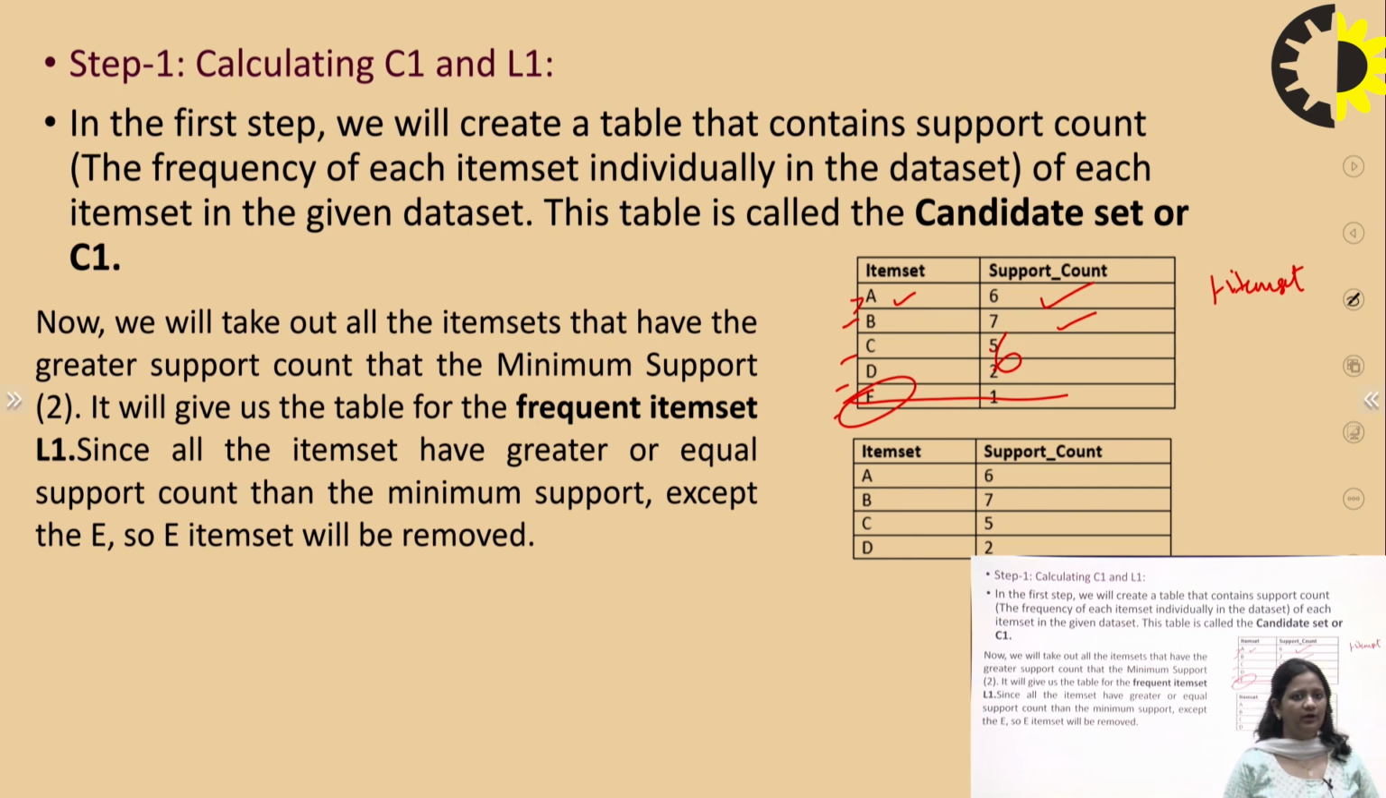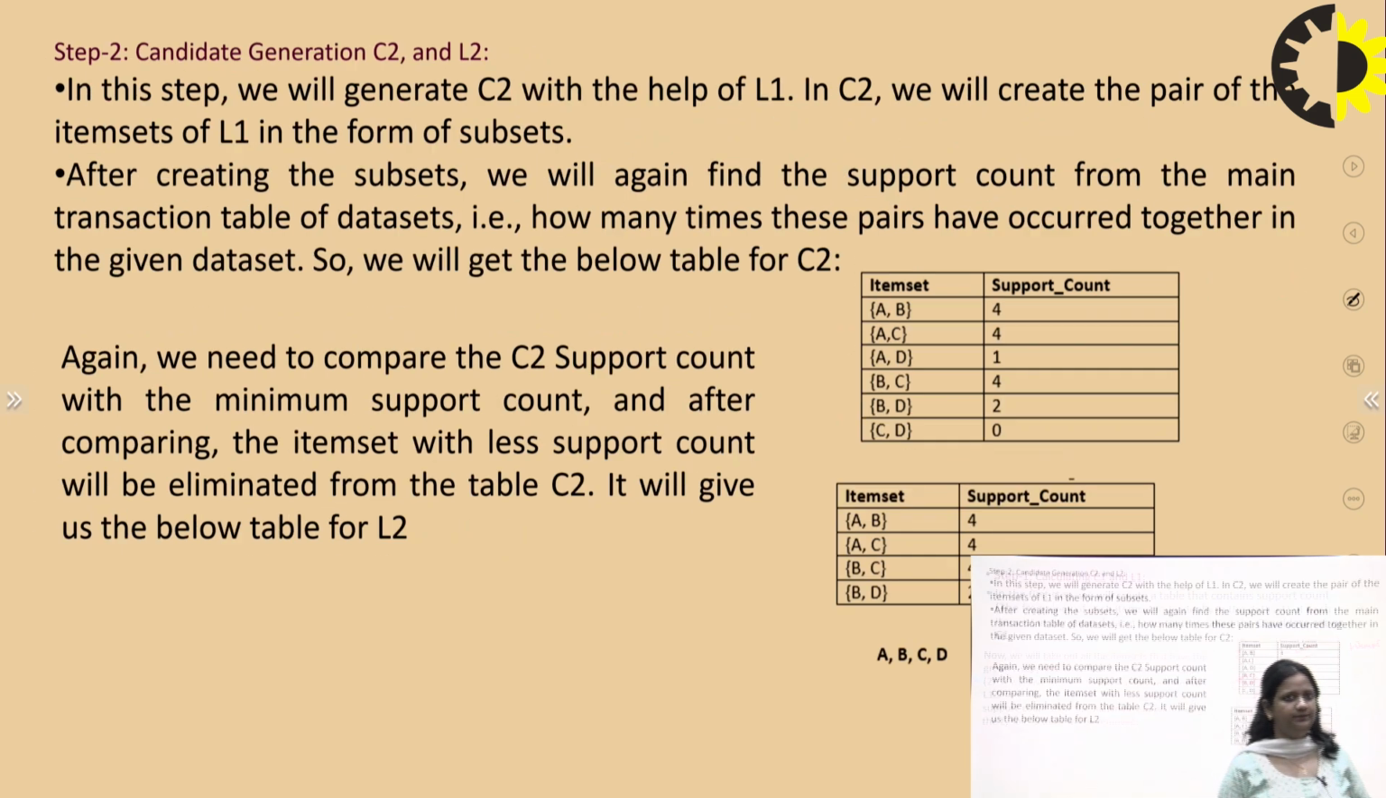This is step 1 in the Apriori algorithm, in which we generate 1-item sets, all the individual items, and then generate a support count for them. In this step, we eliminate those item sets which have a support count less than the minimum of 2. So in this we eliminate E. So we have A, B, C, D, with support counts 6, 7, 5, 2. So this is our first step in the Apriori algorithm.